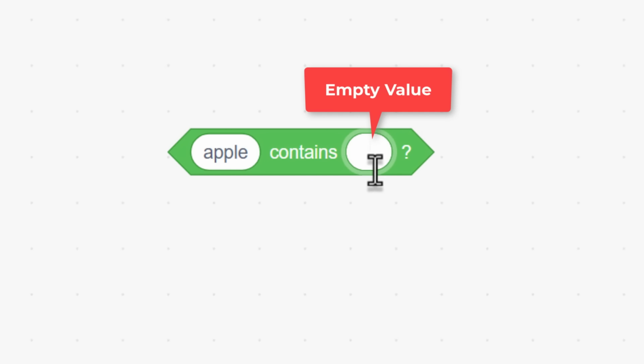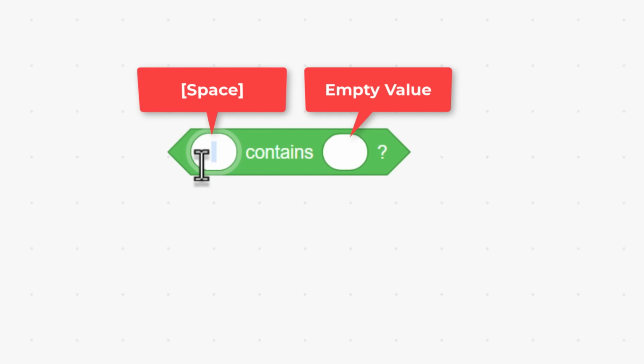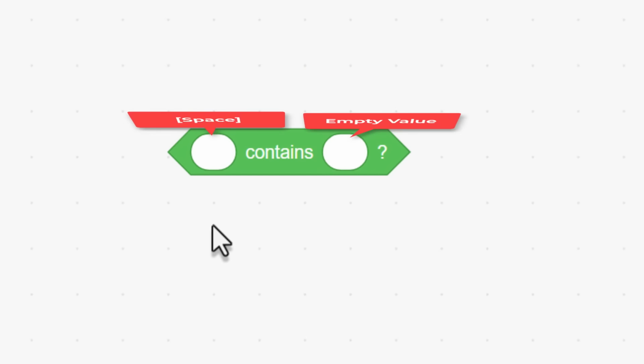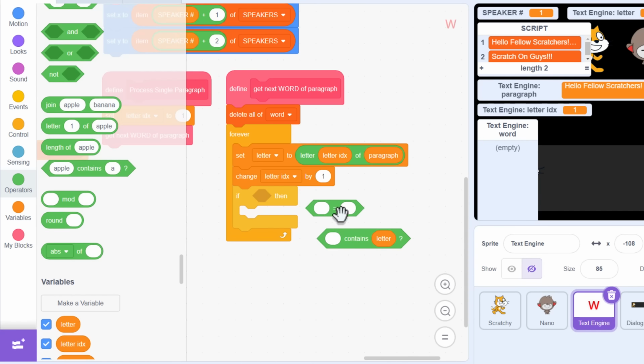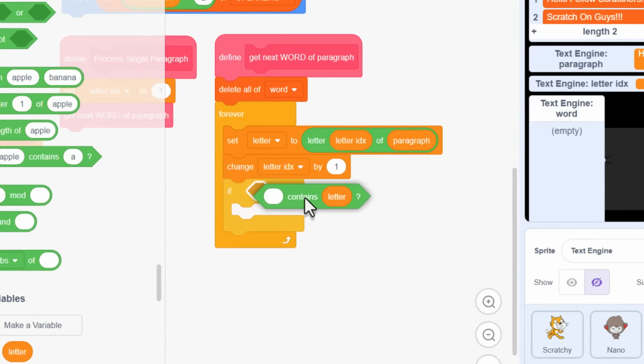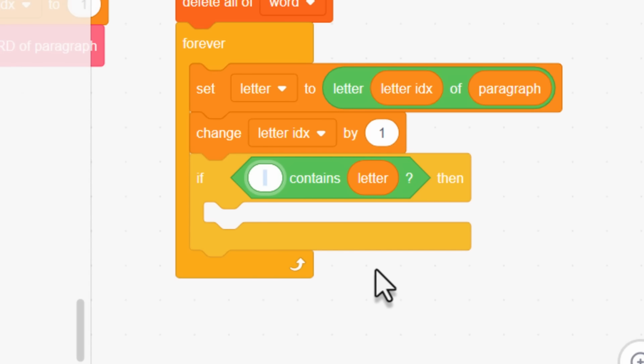Everything contains the empty value. So if I was to put a space on the left-hand side, that also contains the empty value. And the only other value I can put on the right that will also contain a space is the space. So "space contains letter" is only true if letter is the empty value or a space. Just remember that it is "a space contains letter", not "the empty value contains letter". Just make sure you put a space in there.